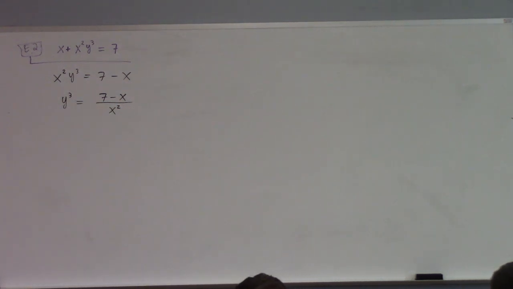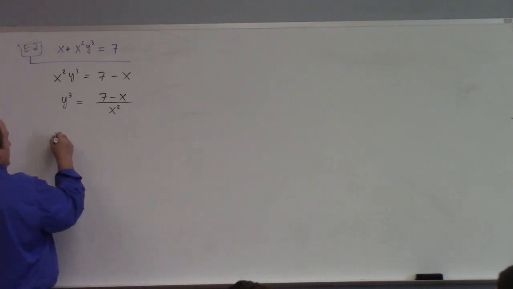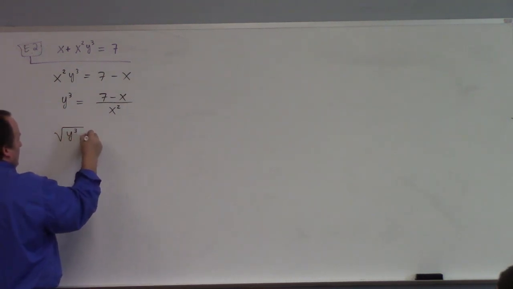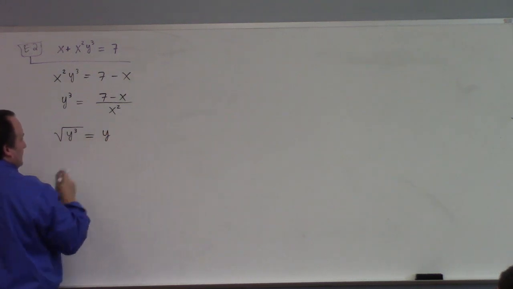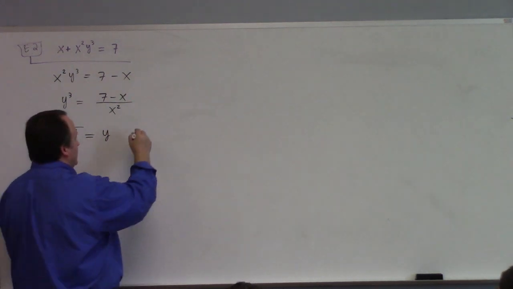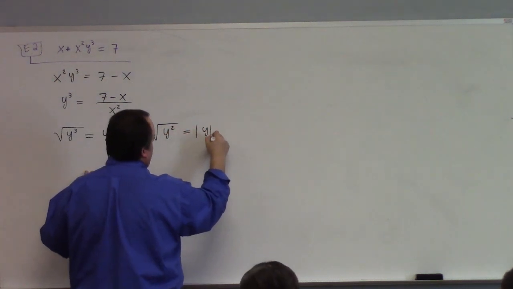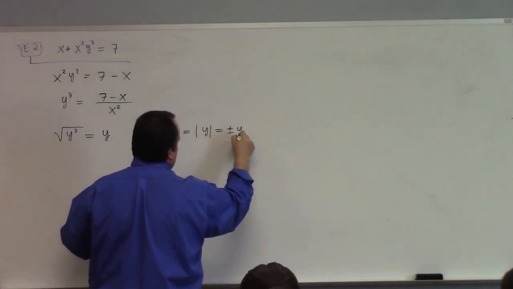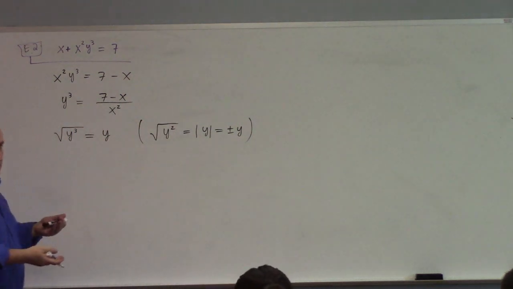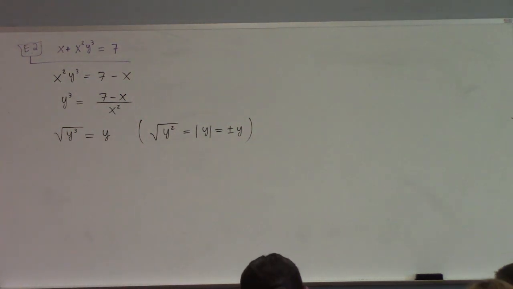Now, when we take a square root, we have to do plus or minus. What about a cube root? It doesn't, right? The cube root of y cubed is just equal to y again. In contrast, the square root of y squared is actually equal to the absolute value of y. And that's why we have to put a plus or minus y in that case. That's the difference. If you have an even root, plus or minus. If you have an odd root, no plus or minus.